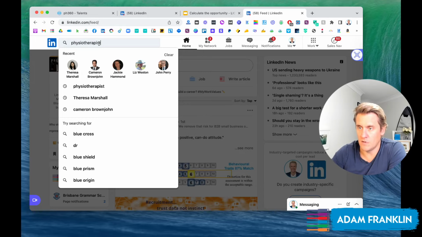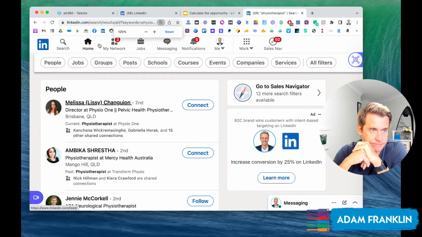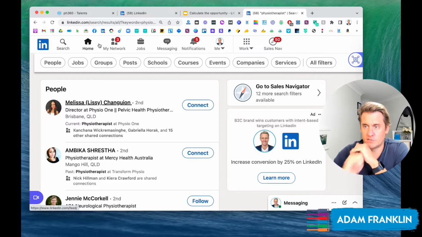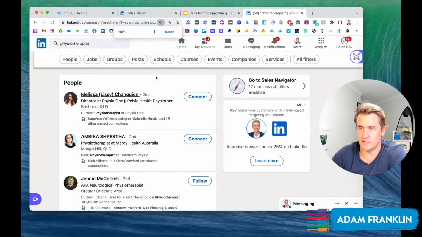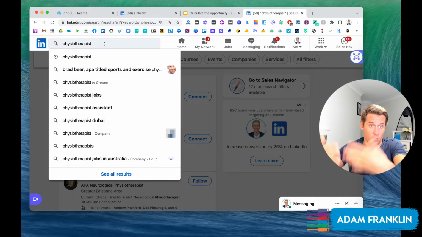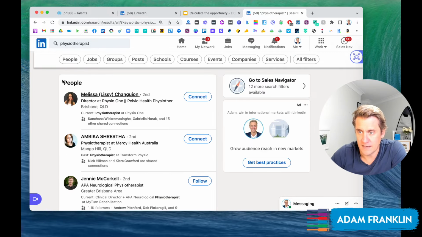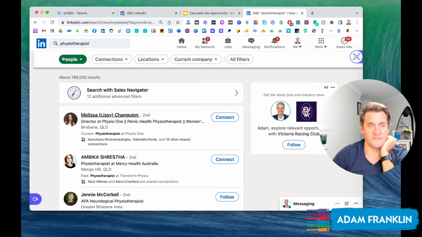And what we're going to do is calculate it. So say you want to work with, say, physiotherapists. What we want to do is literally type the word physiotherapist into the top bit here. And you might do all types of different allied health work for these types of clients, but let's start with physiotherapists. And what you'll see is that there are all types of different options. We want to filter by people.